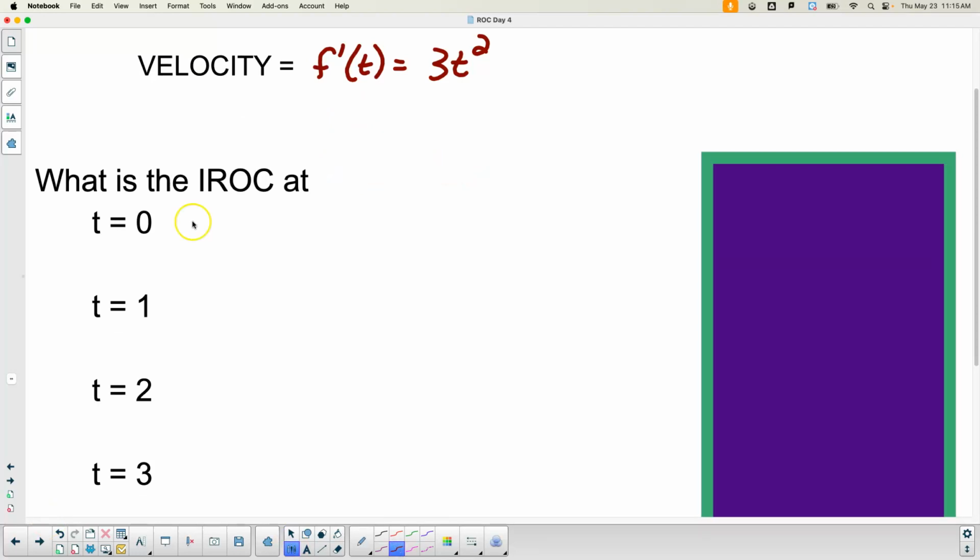There you go. IROC at 0: 0. I think let's just go meters per second here. IROC at 1: 3 meters per second.